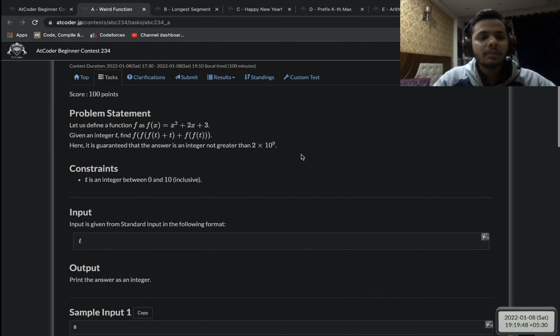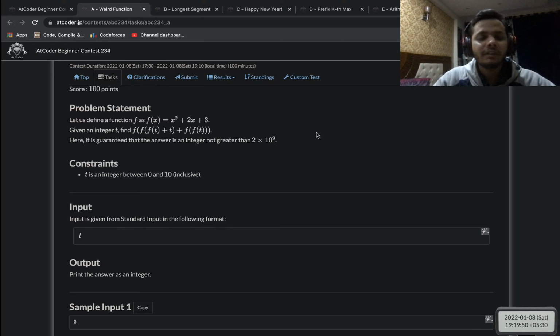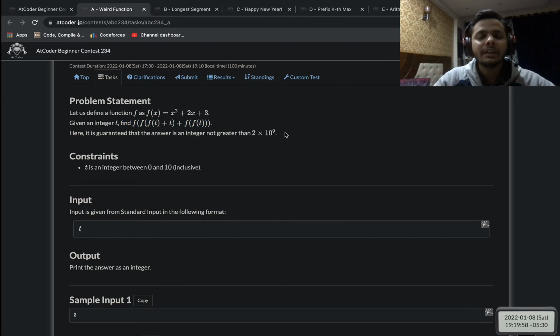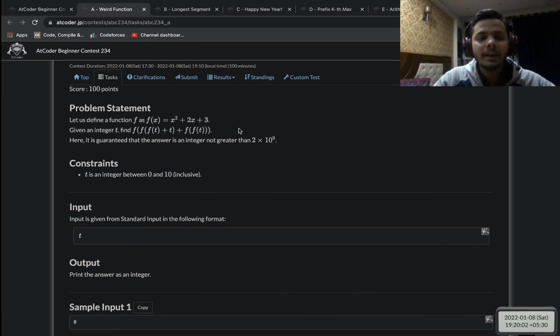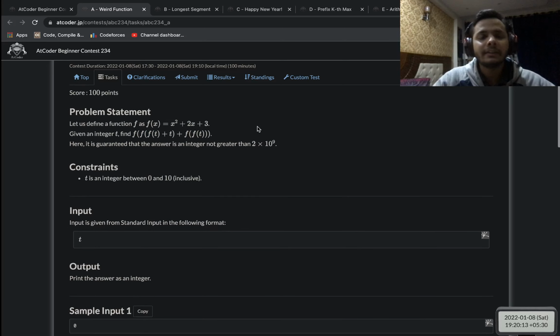Okay, so in this problem we have a function f where f of x is x squared plus 2x plus 3. Given an integer t, we need to find this expression, and we have been assured that the answer will never exceed 2 times 10 to the power 9. So that means we don't have anything to worry about, and basically we can just write a function which takes in x as input and returns x squared plus 2x plus 3, and just copy paste the expression that they have written, and that would blindly give us the answer, right?